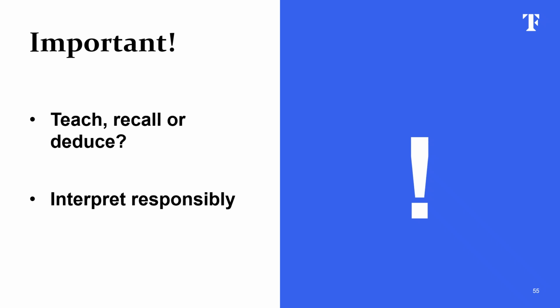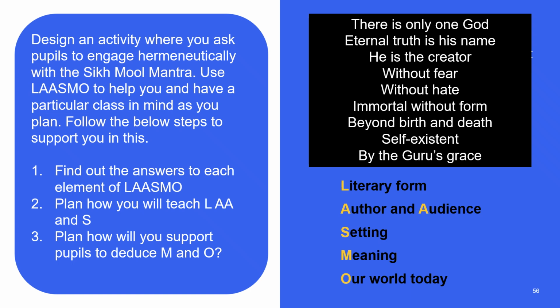So now you know about using LASMO, you'll have a chance to have a go at it yourself. So again, you might want to pause here. You need to design an activity where you ask pupils to engage hermeneutically with the Sikh Mool mantra. Use LASMO to help you and have a particular class in mind as you plan. And follow the steps to help you with each part of it. So find out the answers to each element of LASMO yourself. Plan how you'll teach literary form, audience, author and setting. And plan how you will support pupils to deduce meaning and the implications for people of faith and no faith in our world today.